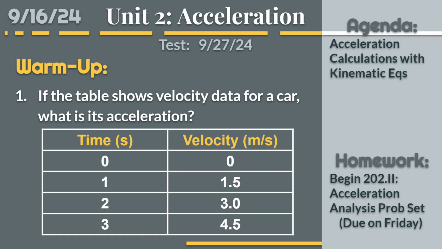Okay guys, let's go ahead and go over this warm-up. It says, if the table shows velocity data for a car, what is its acceleration? And this is a table that has the velocities of a car for each second for 3 seconds. Initially the velocity is 0, and then after 1 second it's 1.5, and then 3, and then 4.5. What would be the acceleration of this car?